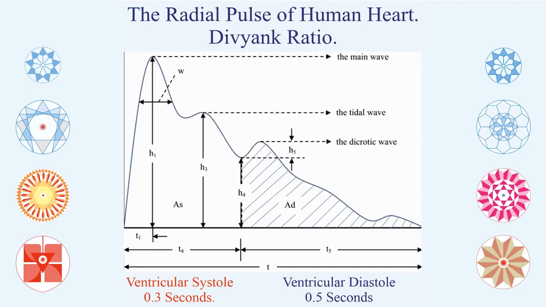The radial pulse of a perfect human being is designed with the Divyank ratio. I'm making the statement very clear. This is Divyank, Divyank, and Divyank. Everything is Divyank. Now you can see when you feel the radial pulse in the initial stages, you can see a pulse going up. There is a height H1. That's the first, when the left ventricle starts contracting and the aortic valve opens up.